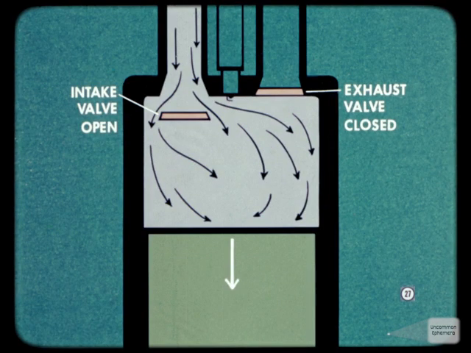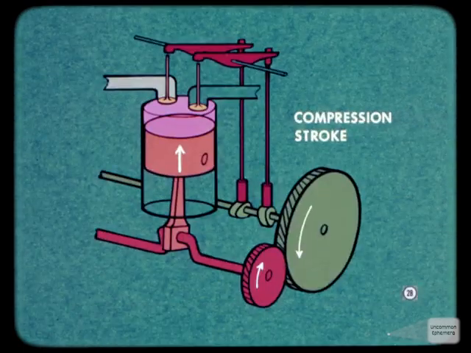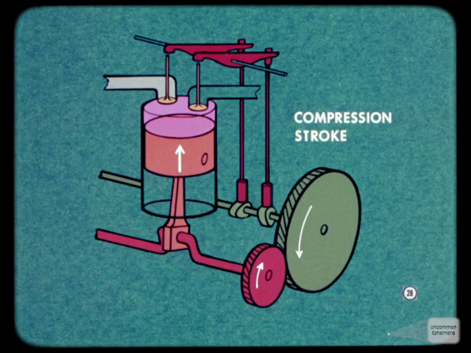As the piston moves down during the intake stroke, the fuel-air mixture is drawn past the open intake valve into the cylinder. The intake valve closes at the end of the intake stroke. The exhaust valve remains closed, and the valves are in this position as the compression stroke begins.